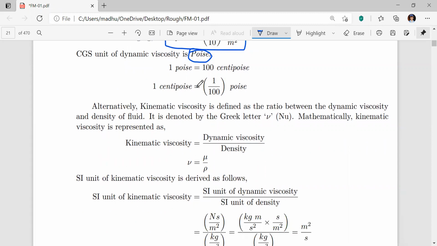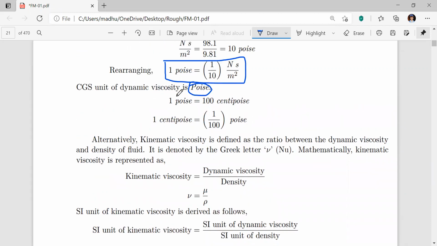Okay, so 1 centipoise is nothing but 1 by 100 poise. 1 poise is equal to 100 centipoise. So these three conversions you need to note down. Once again, 1 poise is nothing but 1 Newton second per meter square divided by 10. That is, 1/10 of the Newton second per meter square will be 1 poise. 1 centipoise is equal to 1 by 100 poise, and 1 poise is equal to 100 centipoise, just like 1 meter is equal to 100 centimeter.